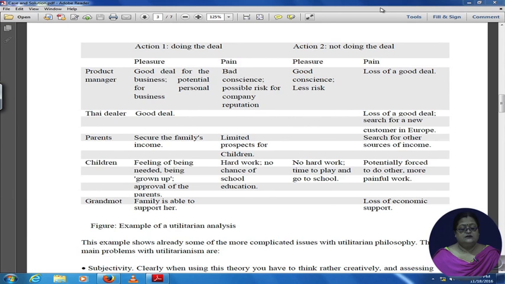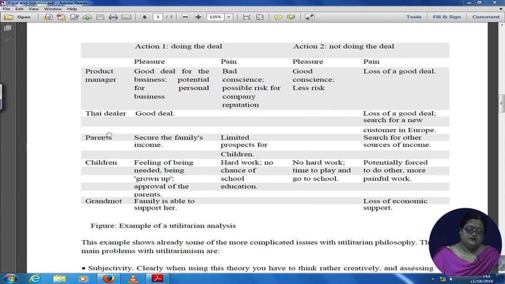For the Thai dealer, the pleasure part of doing the deal is, of course, a good deal. And the pain part of not doing the deal is loss of a good deal, and you have to search for a new customer in Europe. For the parents, if you do the deal, the pleasure is securing the family's income. But the pain part is limited prospects for children. If you are not doing the deal, then they must search for other sources of income.